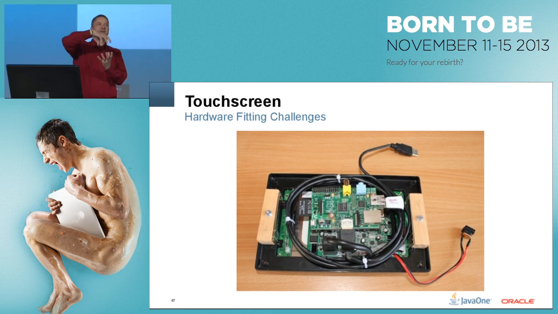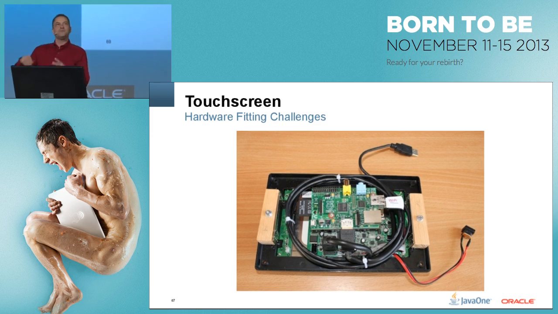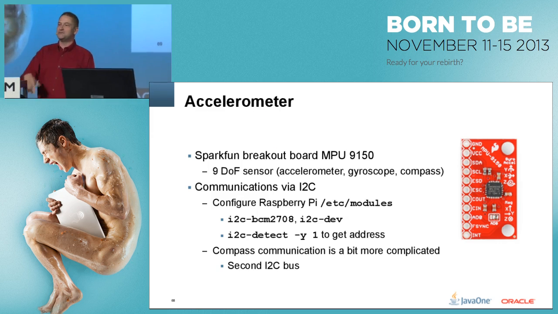And then I managed to mount the Raspberry Pi on the back of the screen, because there were a couple of holes that I could use, and with a bit of perspex and some bolts, it actually seemed to work.